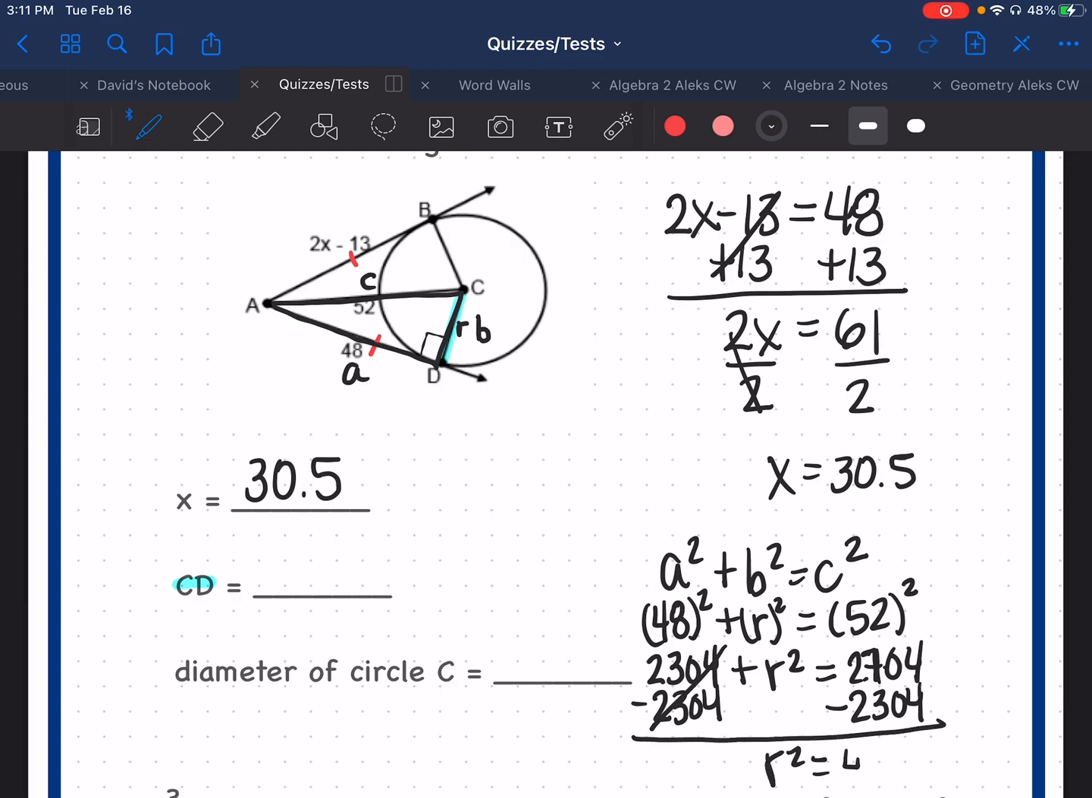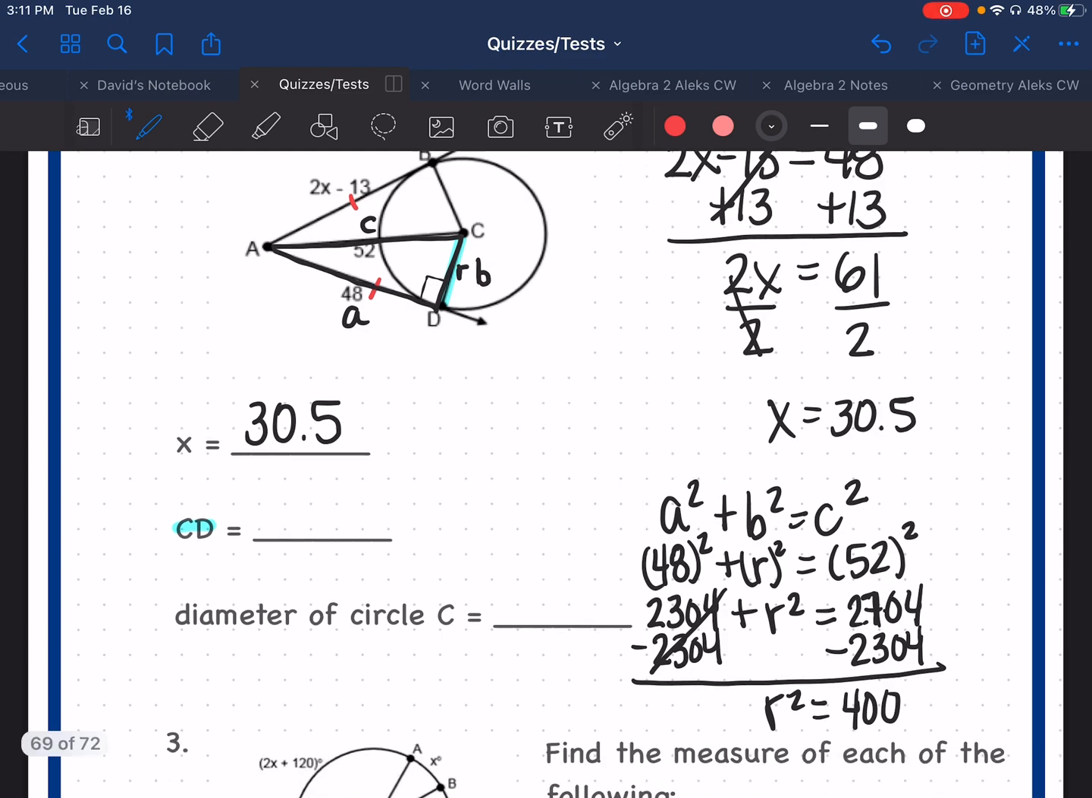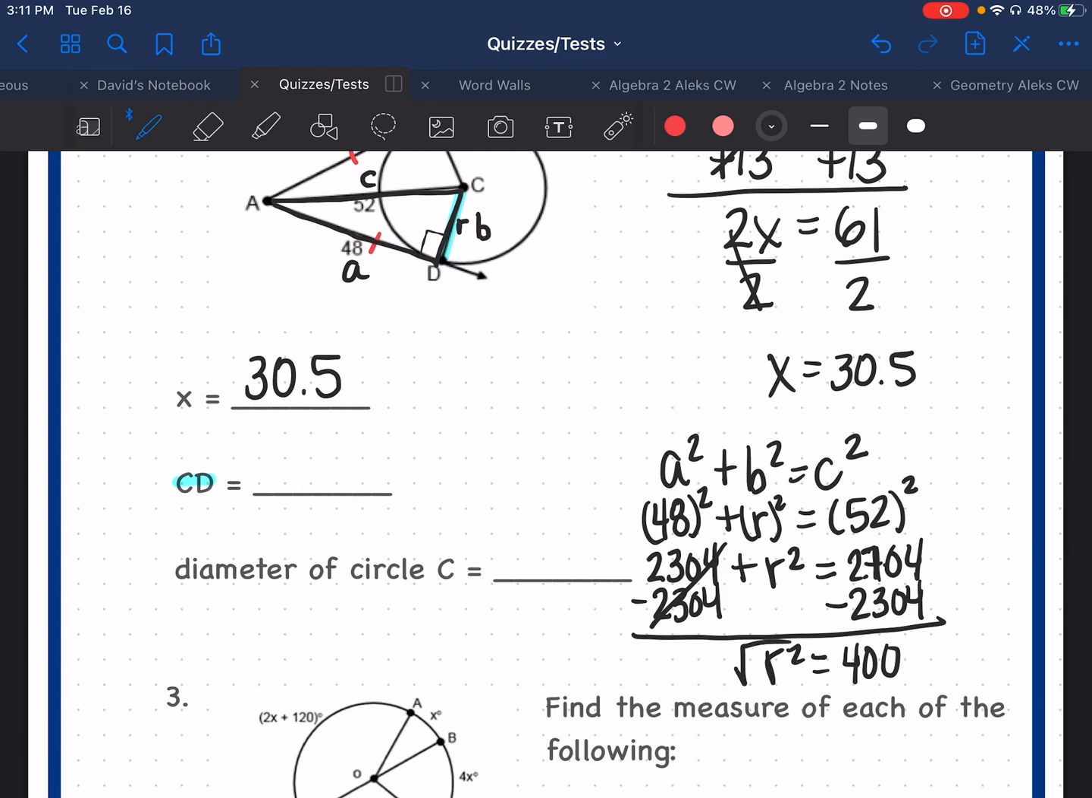And that's 400. And the last step of the Pythagorean theorem is to take the square root. So the square root of 400 is 20. I don't know why my marker doesn't want to work. Okay, since CD is the radius, we have it ready. The diameter is twice of that. So 20 plus 20, my diameter is 40.